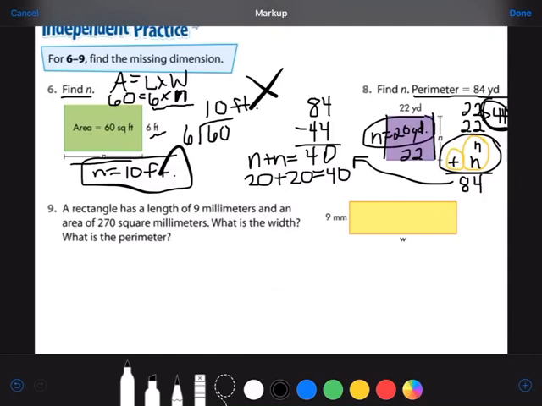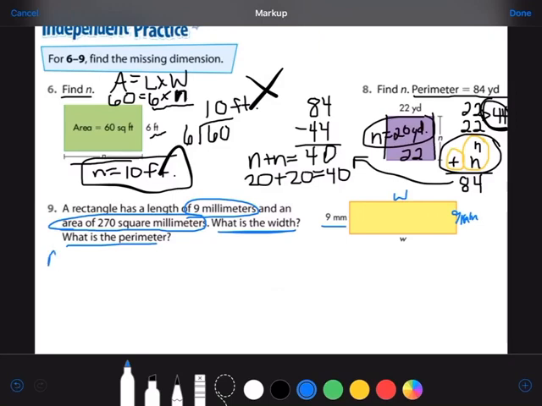All right, let's do number 9 together. Number 9 says, a rectangle has a length of 9 millimeters and an area of 270 square millimeters. What is the width? They even drew it for us. That's nice. 9 millimeters, so this side must be 9 millimeters too, right? And they said we don't know what the width is, not on top or on bottom, but they want the width and they want the perimeter. All right, we got a lot of work to do here. Let's see if we can do it.